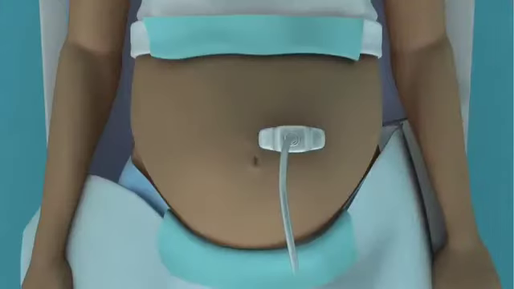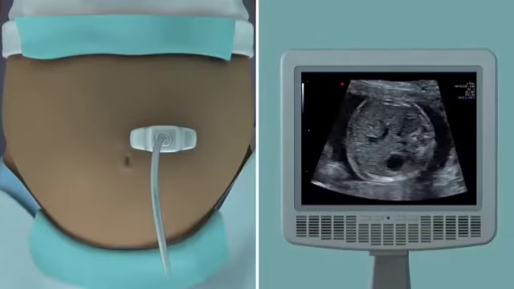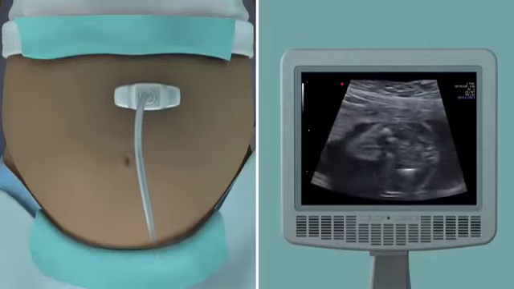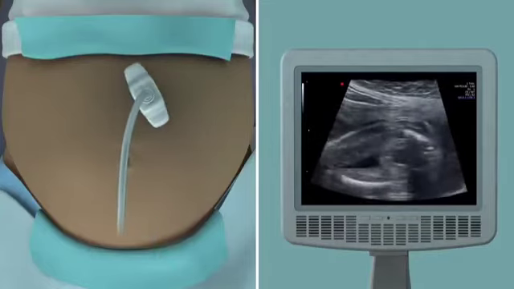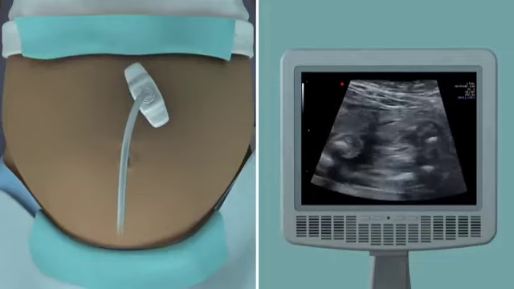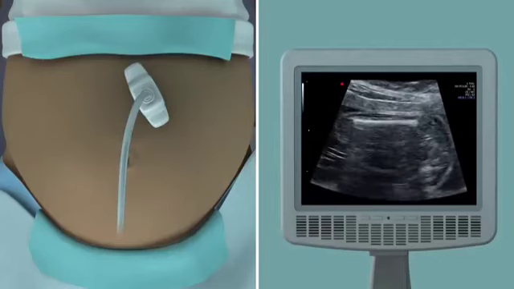The final stage of the scan is to measure the femur length, or FL. Maintaining a transverse section of the fetal body, slide the probe down from plane 11 towards the fetal pelvis and rotate it to view a longitudinal section of the femur. This technique will prevent you from accidentally measuring the humerus.